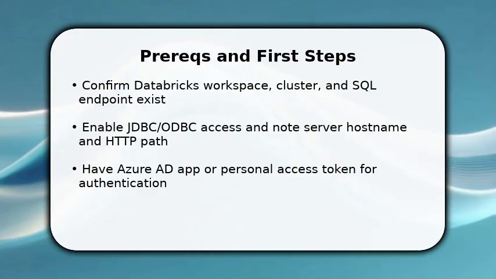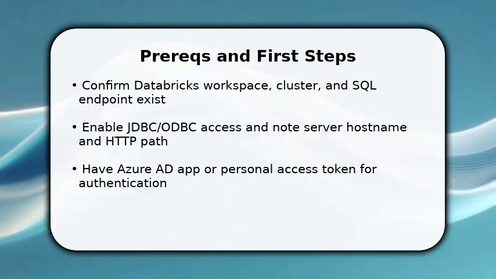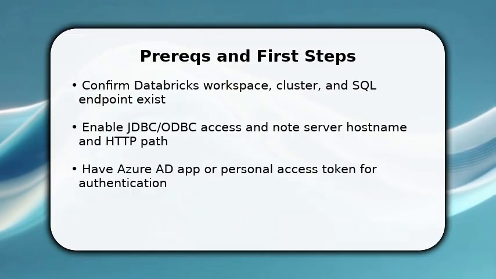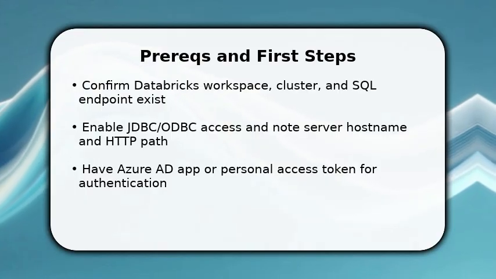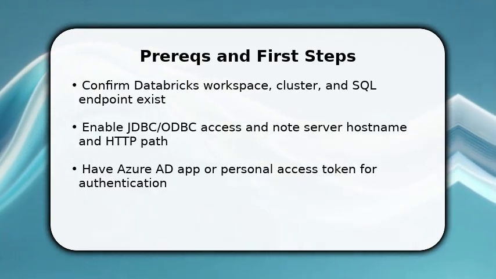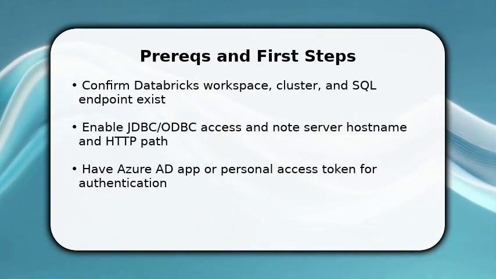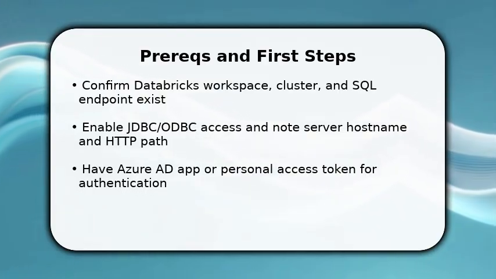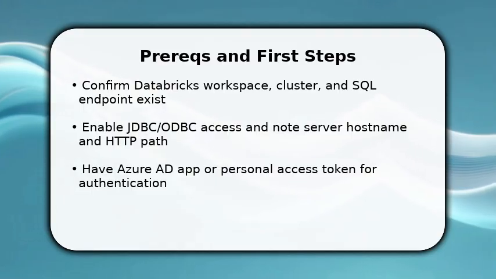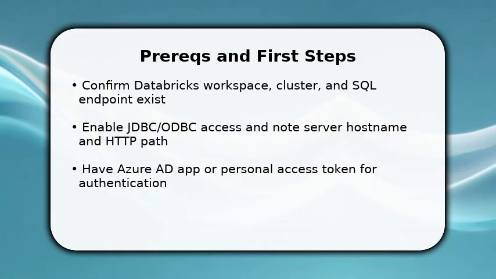You start by verifying prerequisites and then immediately create the connection parameters you'll use. First, make sure your Databricks SQL endpoint is running and note its server hostname and HTTP path. Then enable JDBC/ODBC access on the cluster and decide whether you'll use Azure AD authentication or a personal access token. Choose Azure AD for enterprise security.